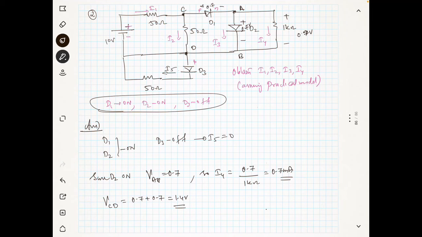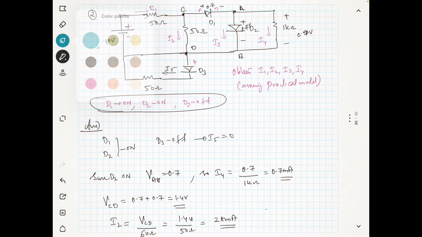Now we will see what the current I2 is. I2 is nothing but VCD by 50 ohms. You know the voltage between C and D is 1.4, so it is 1.4 volt divided by 50 ohms, which is 28 milliampere. So you are getting I2 as 28 milliampere. Now what will be I1? We will find what I1 is now.